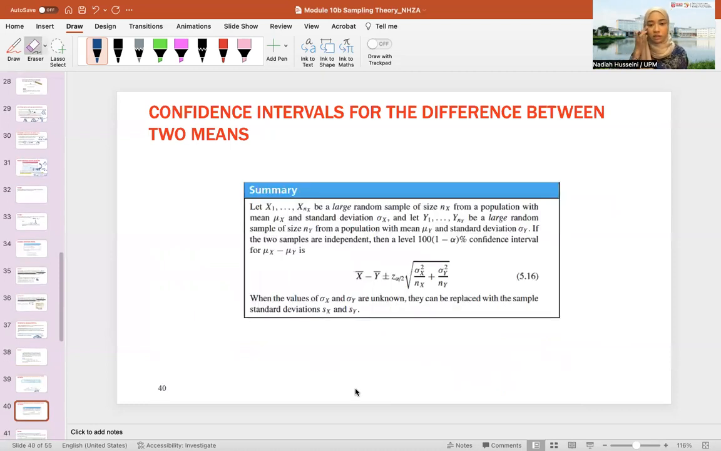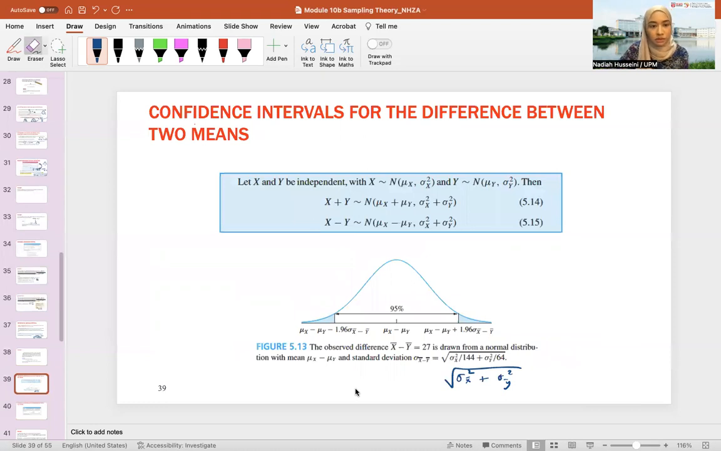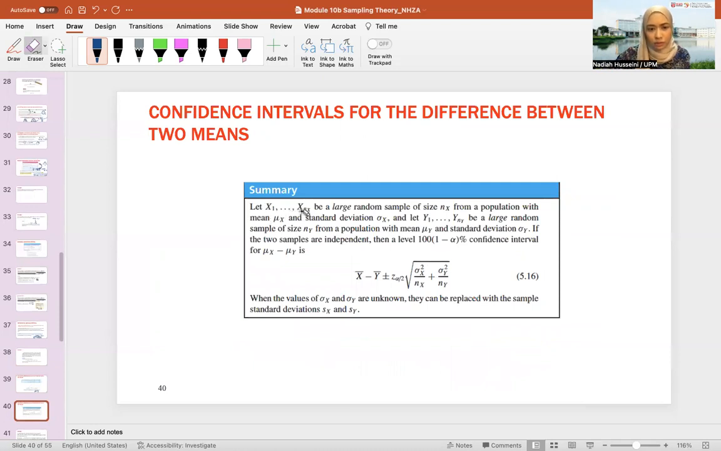We also talked about the confidence interval for the difference between two means, where the equation is just slightly different. You just have to know the equation. Let x1 up to xm be a large random sample of size m from a population with mean mu x and standard deviation sigma x. Let also y1 up to yn be a large random sample of size n. So basically you have two populations. One is x, one is y. If the two samples are independent of each other because they are from different populations, then a level 100% times the confidence coefficient confidence interval for mu x minus mu y is this equation.